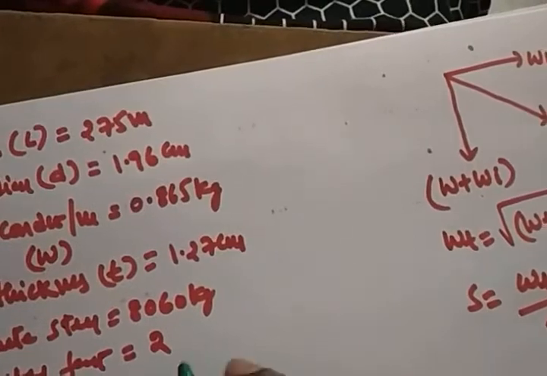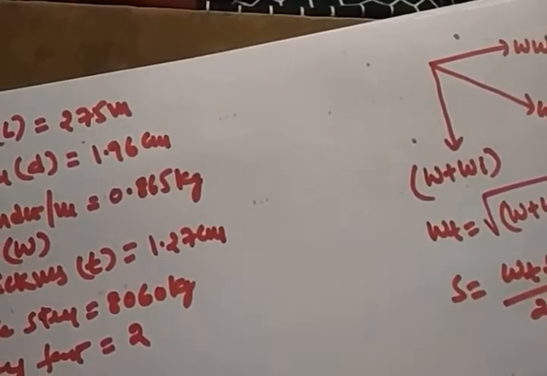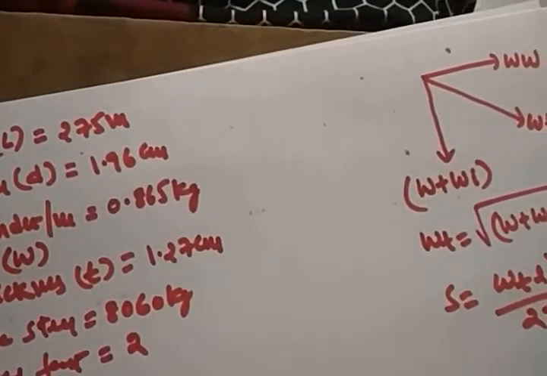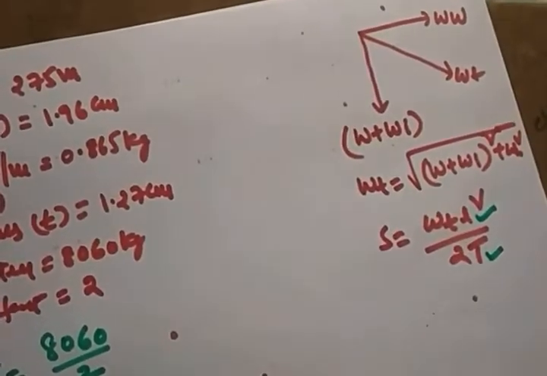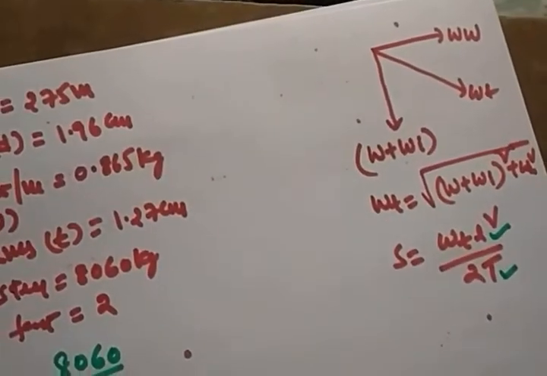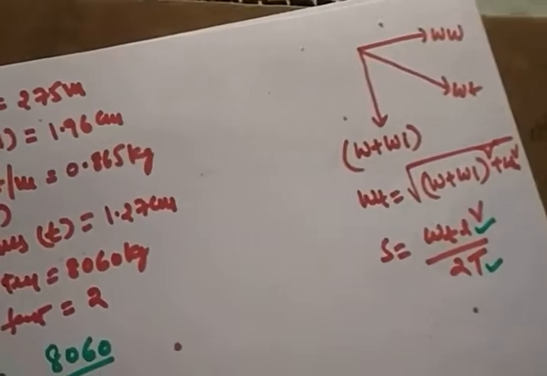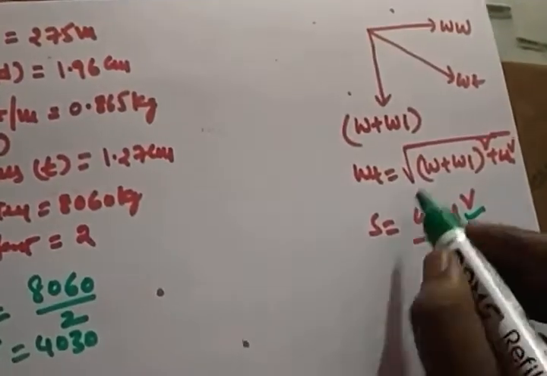So from this you will get the tension value, 4030. So T is over. You know the length is over. So T tells you, what is the length value? L is equal to 75 meters. Now you have to calculate WT.